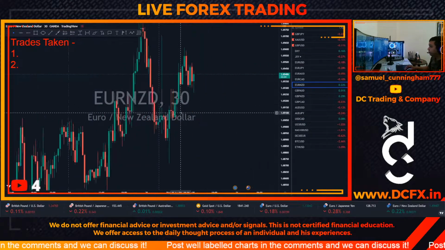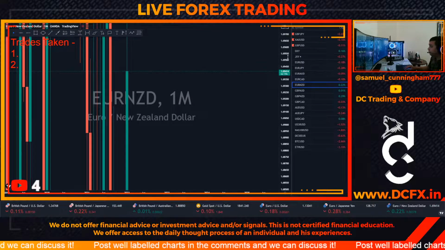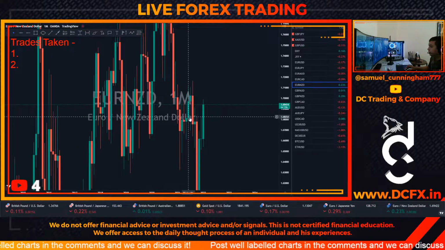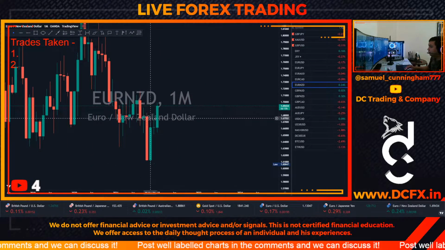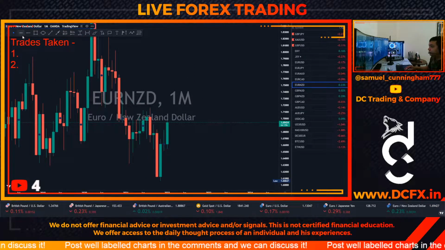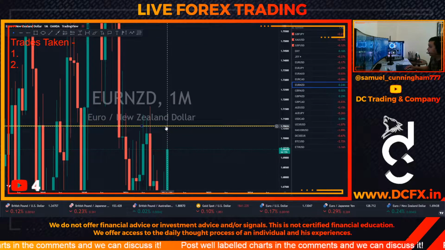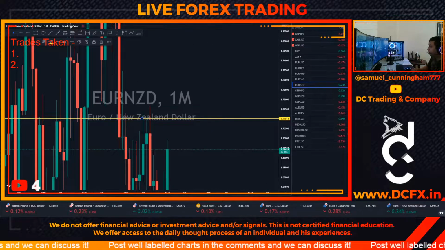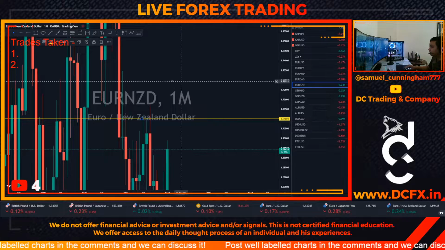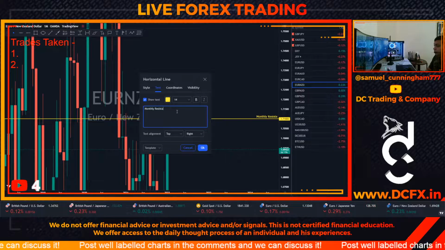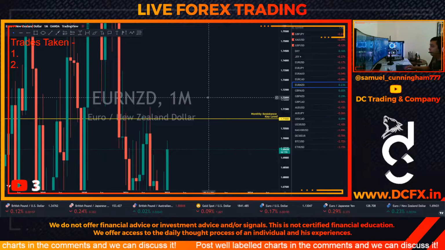Euro New Zealand, interesting. I used to trade Euro New Zealand before, but it started consolidating right over here, and I couldn't take that anymore. Alright, so we have a resistance right over here at 1.71 flat. This will be the monthly resistance on Euro New Zealand, which we're looking to come up to. Key level and monthly resistance.